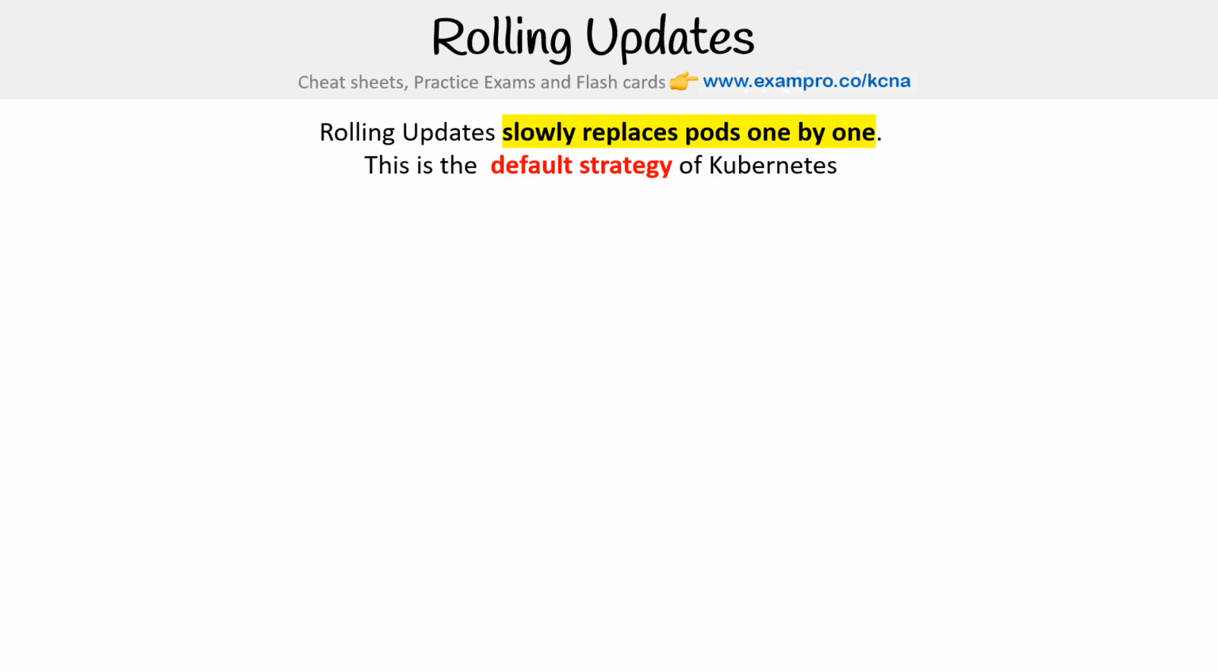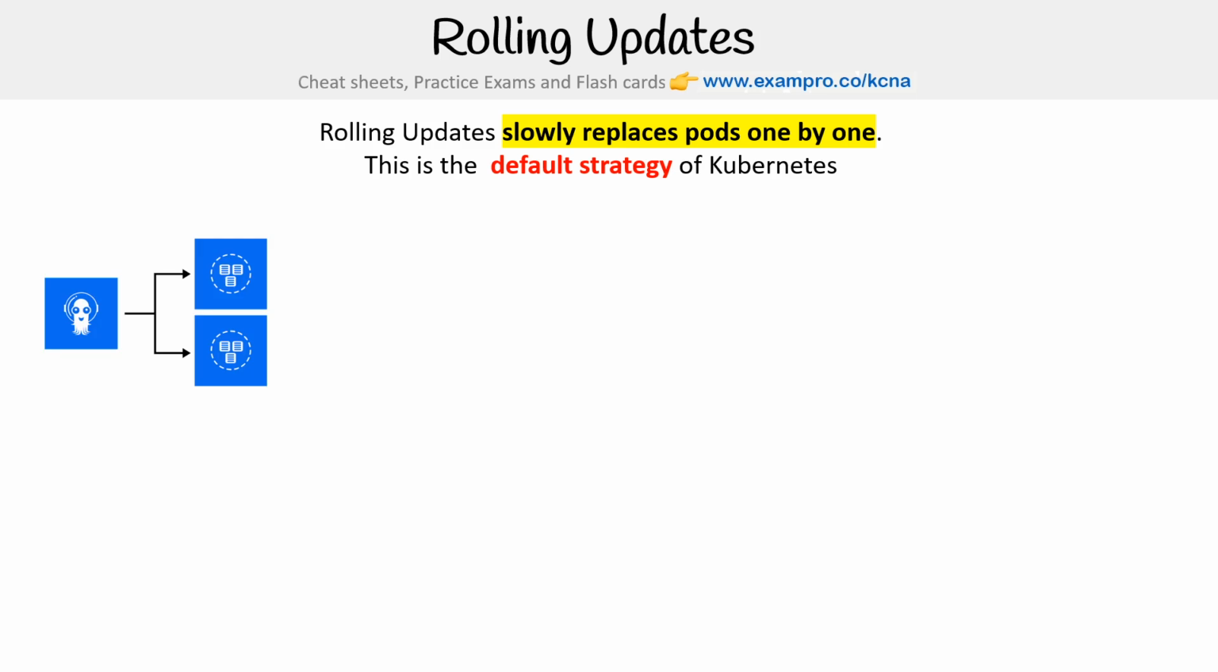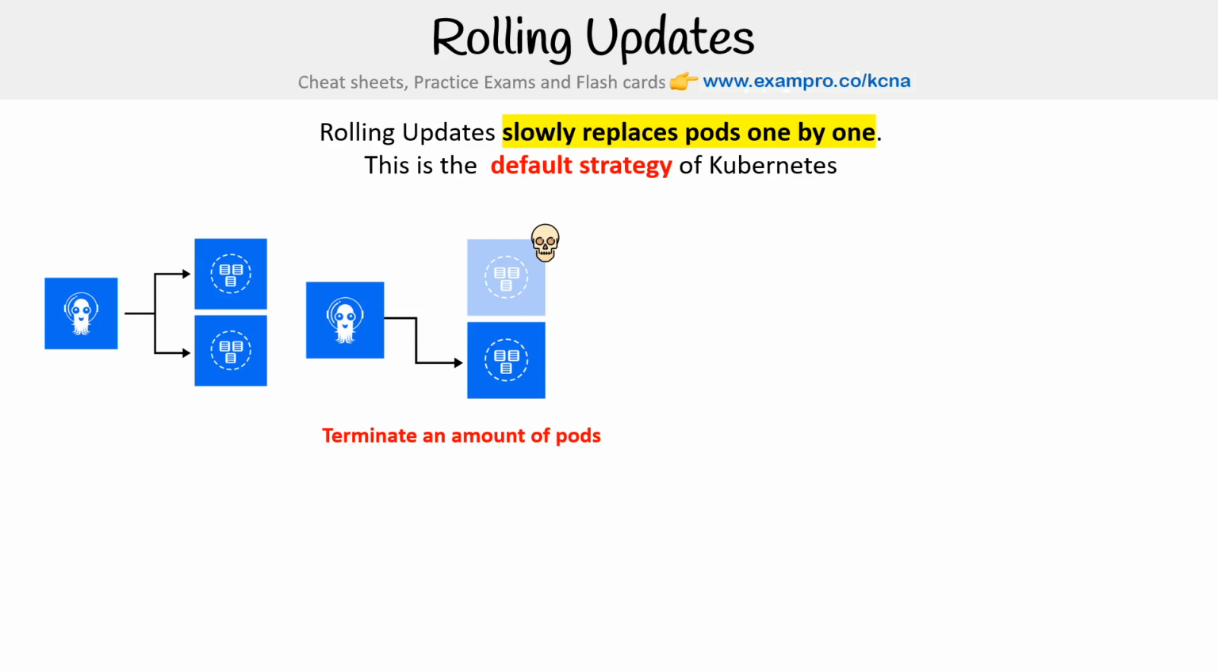All right, let's take a look here at rolling updates. These slowly replace pods one by one, or based on as many as you want to specify. And this is the default strategy of Kubernetes. So imagine you have some instances or pods running, and you terminate an amount of pods.